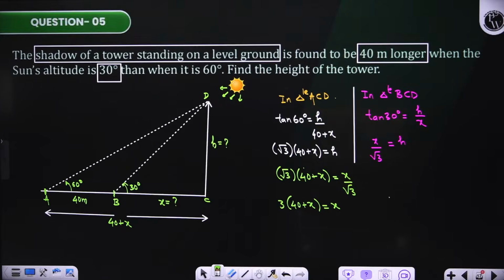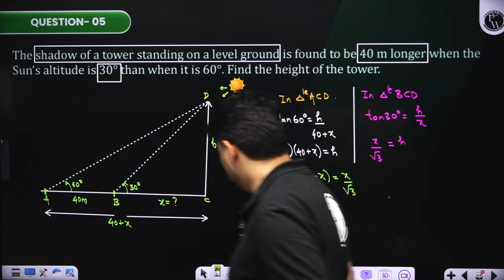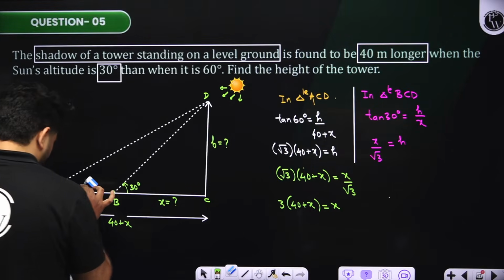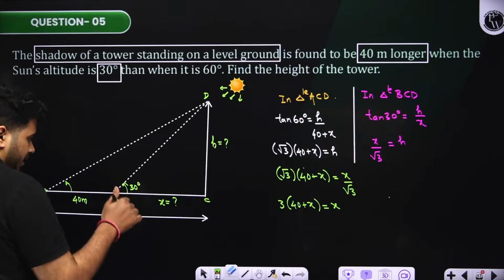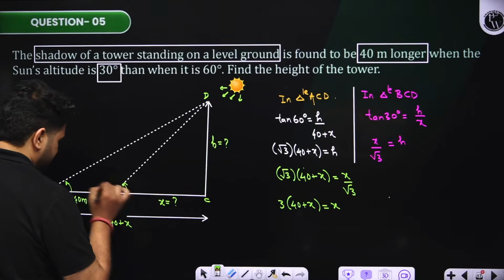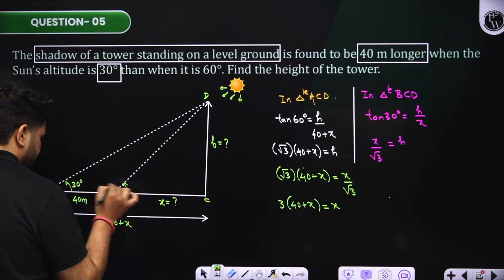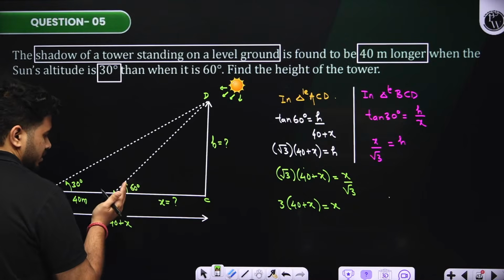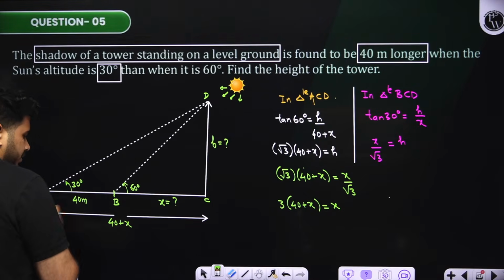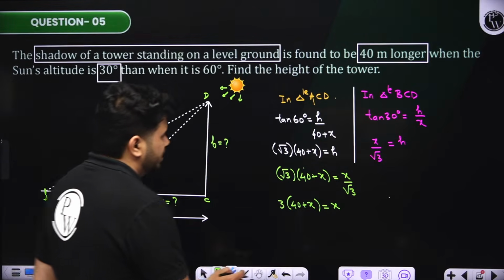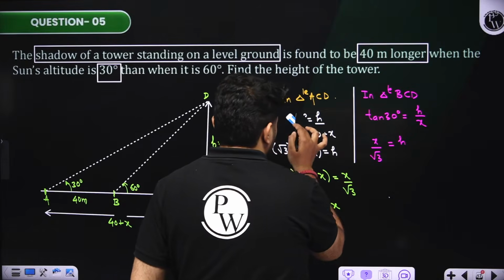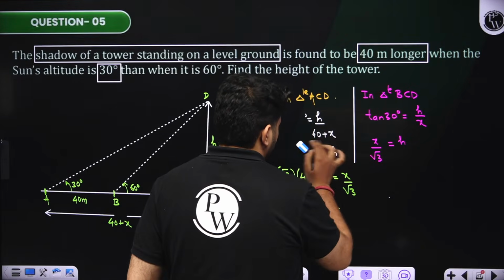I have taken the angles wrong. Okay, fine, students. Here it should be 30 degrees, because this is more inclined and this should have been 60 degrees. This is 30 degrees and this should have been 60 degrees. Whenever it is 30 degrees, the shadow is 40 meters longer. Okay, so here is the mistake I have made.